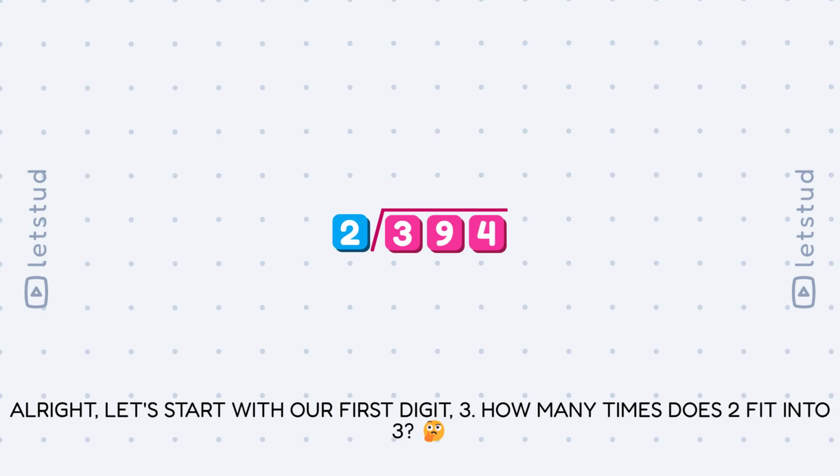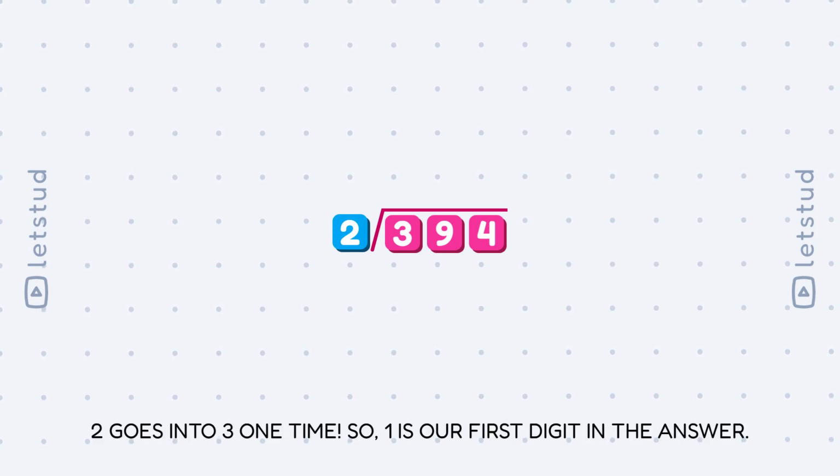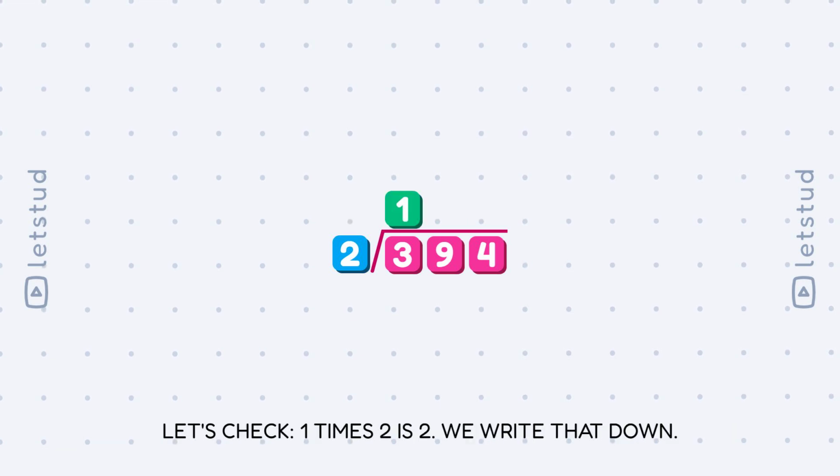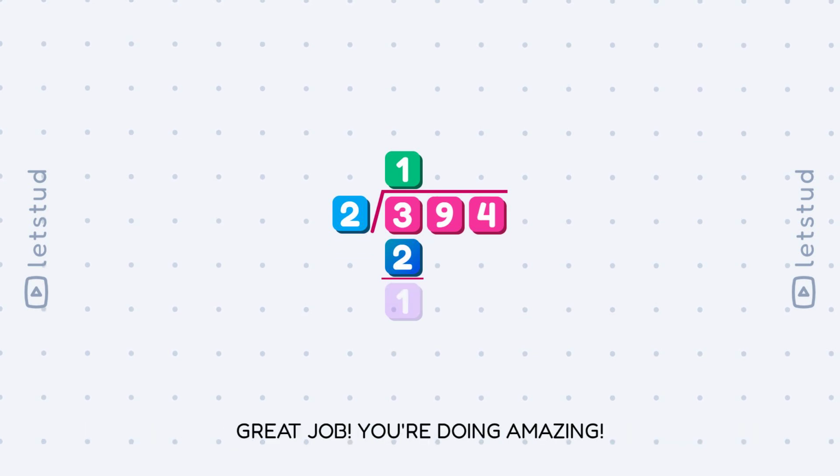Alright, let's start with our first digit, 3. How many times does 2 fit into 3? We bring down the 3. 2 goes into 3 one time, so 1 is our first digit in the answer. Let's check: 1 times 2 is 2, we write that down. Now we subtract: 3 minus 2 equals 1, that's our remainder for this step. Great job, you're doing amazing.